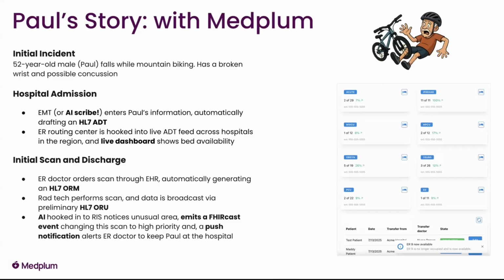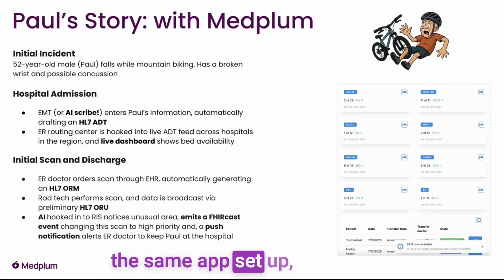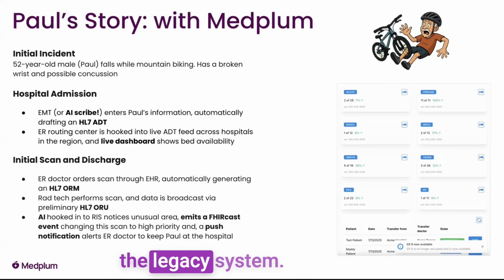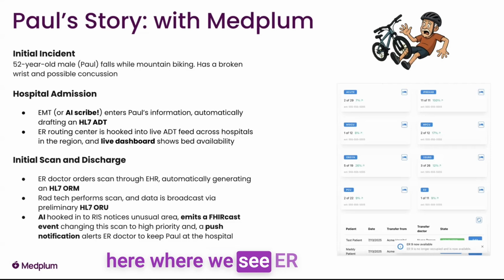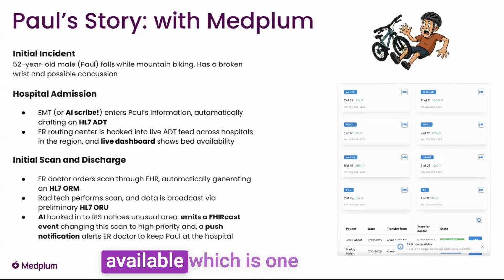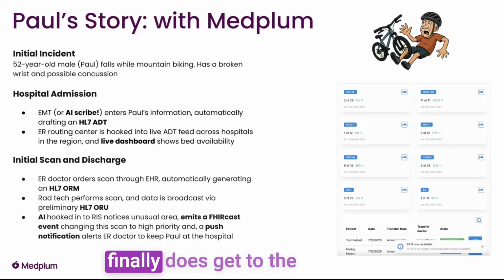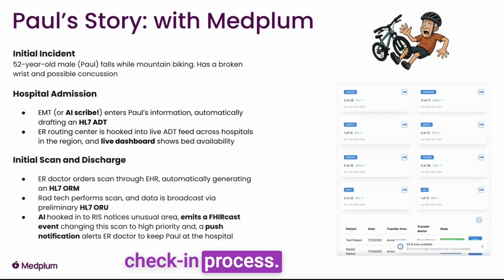And then at the ER Rounding Center, we have the same app set up, which is consuming live ADT feeds from the legacy system. And that's what enables this live dashboard, as well as these push notifications that we see in the bottom right here, where we see ER9 is now available, which is one of the rooms in the ER. So then when Paul finally does get to the ER, he doesn't have to go through the whole check-in process. Most of his information has already been taken by the EMT.